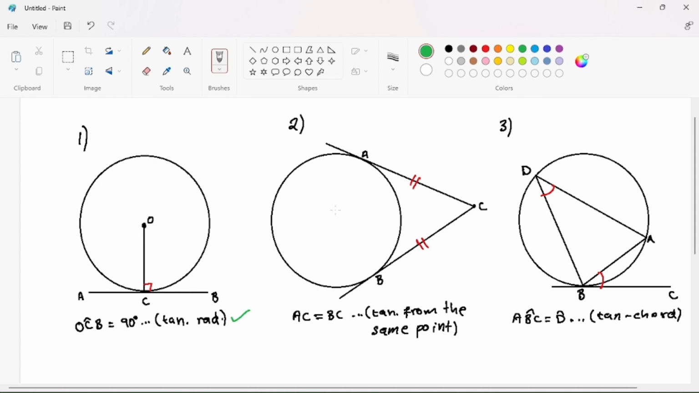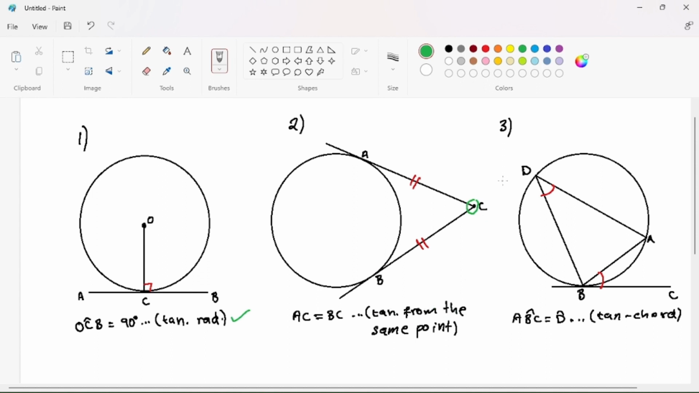And then on our second scenario, we are given two tangents from the same point, which is point C. If you are given two tangents from the same point, and they must be to the same circle, you are going to say AC is equal to BC, meaning these two sides are equal. And your reasoning is going to be tangents from the same point.